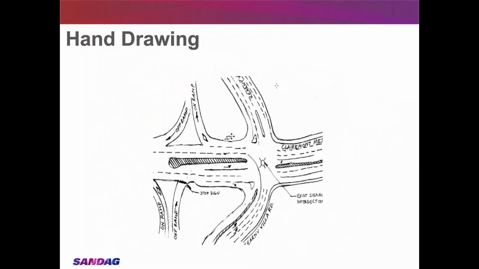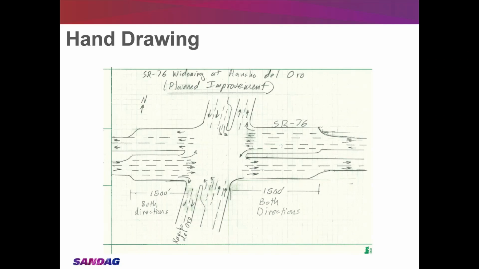For those of you more artistically inclined, hand drawings are also accepted. This hand drawing is sufficient because it clearly shows pavement delineation, new medians, and intersection control. Here's another good example of a hand drawing that again shows the intersection detail, proposed turn pockets, and pavement delineation.